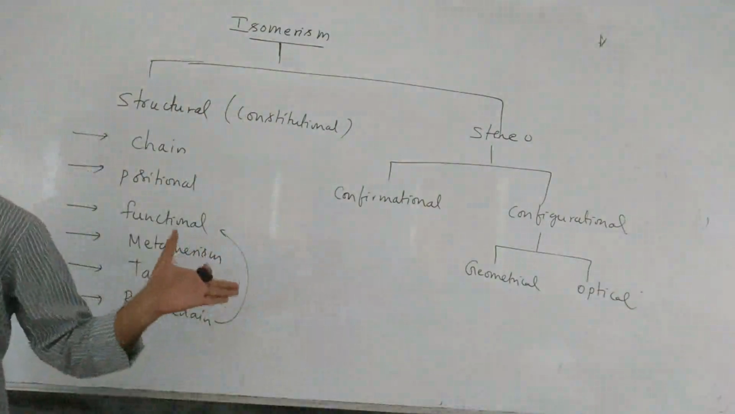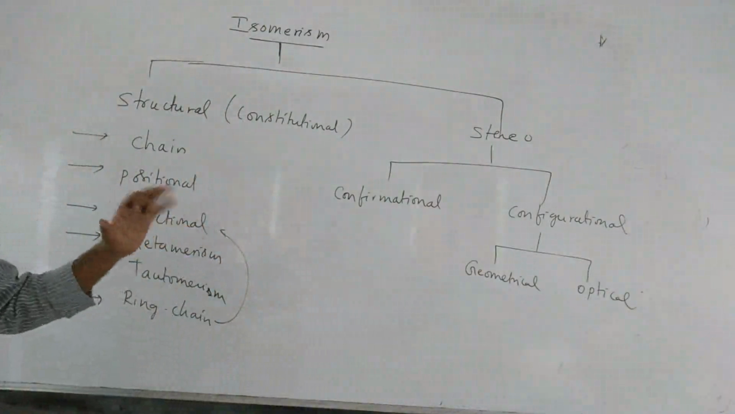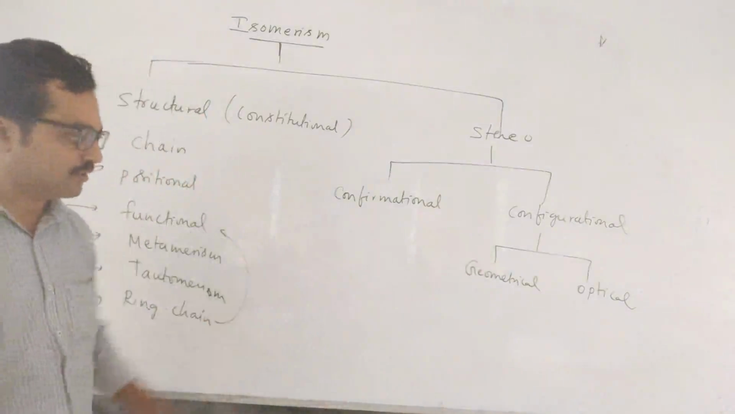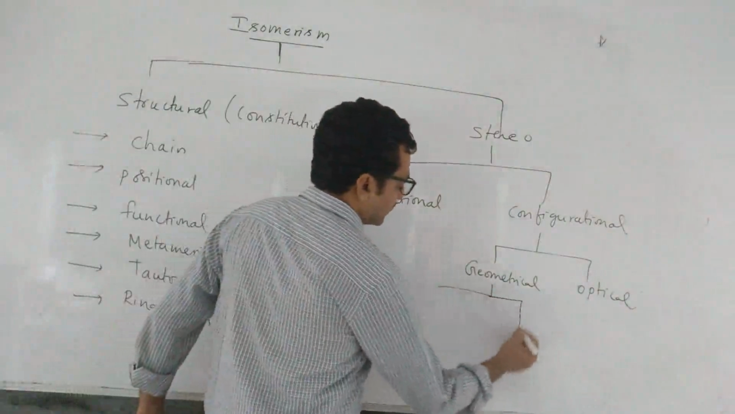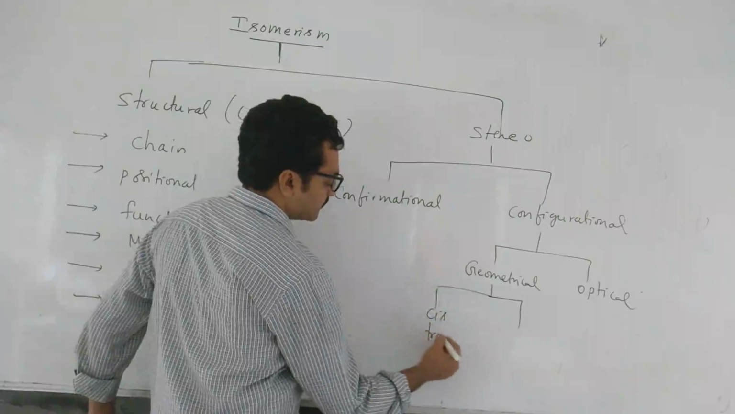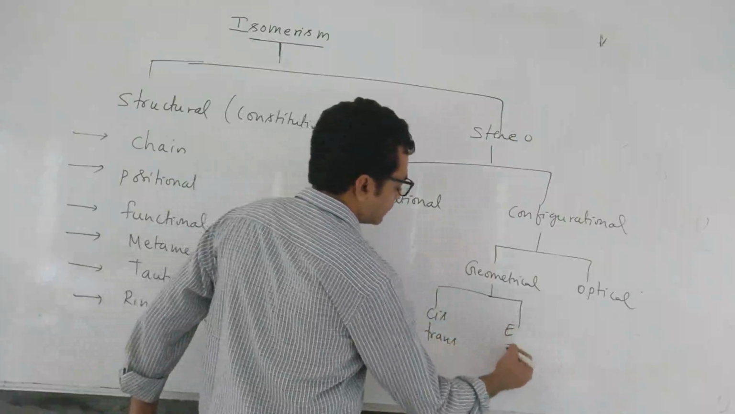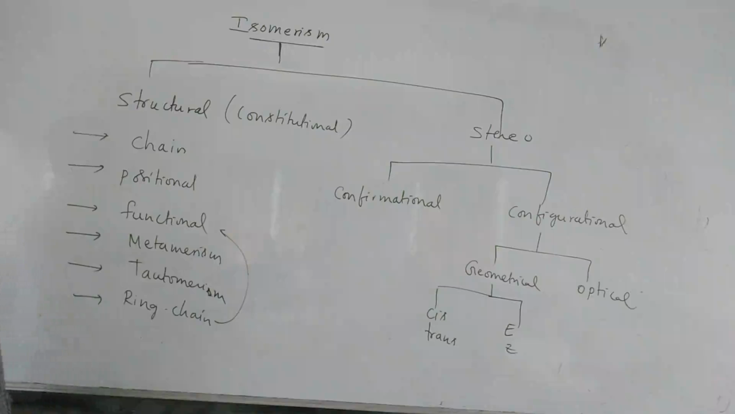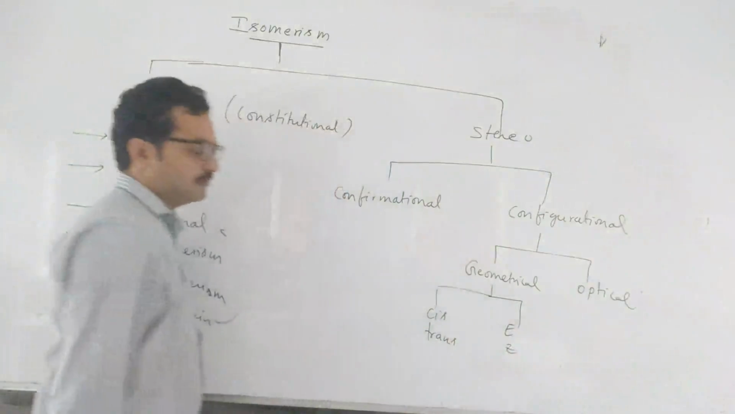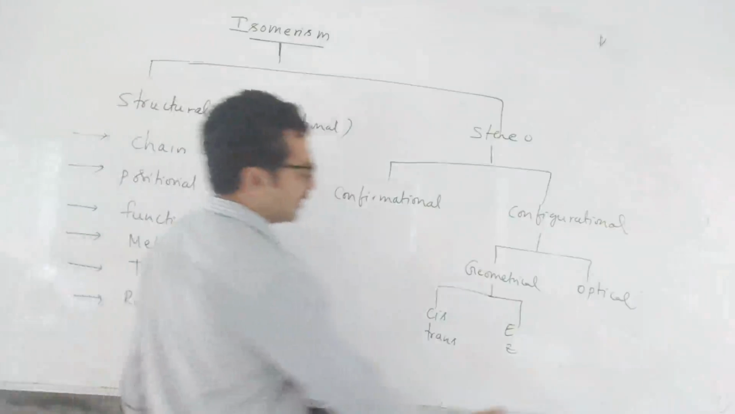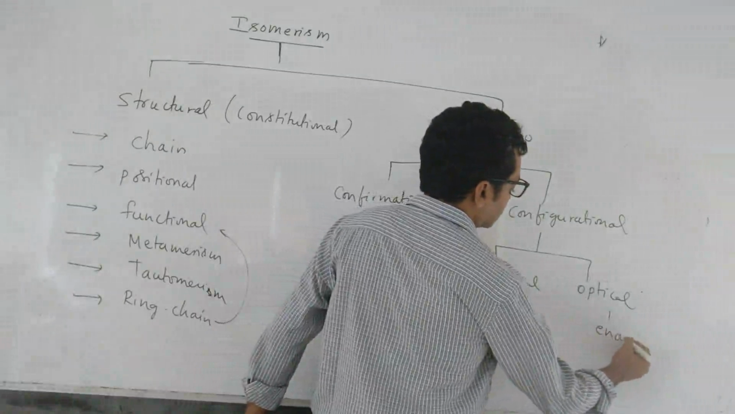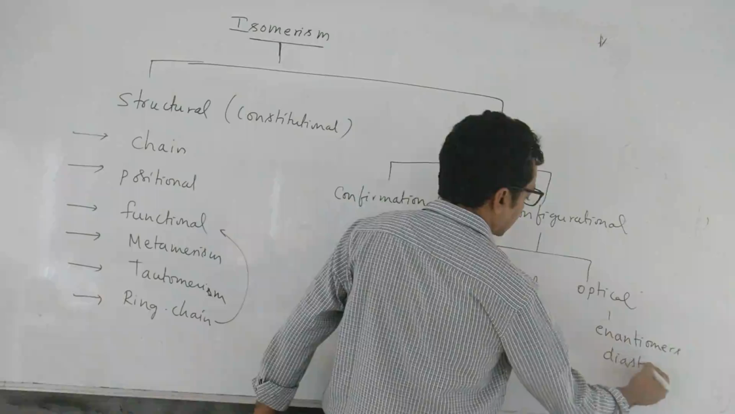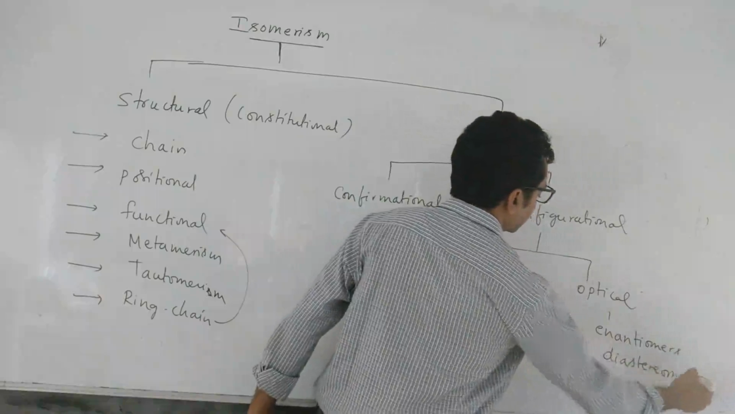So this classification is also not unique. In other books they will tell geometrical only, they will consider some of the optical isomers. So this is one of them. Geometrical is again classified into 2 types: cis-trans and EZ. EZ means what? Entgegen and Zusammen. Optical has enantiomers and diastereomers. So this all we will see now.